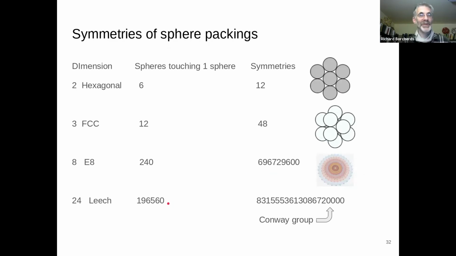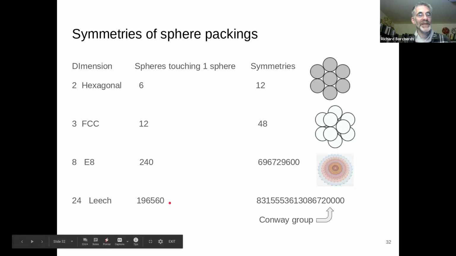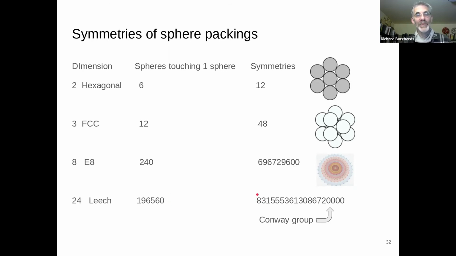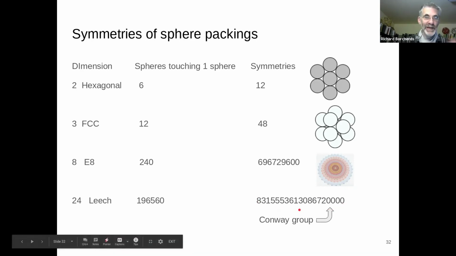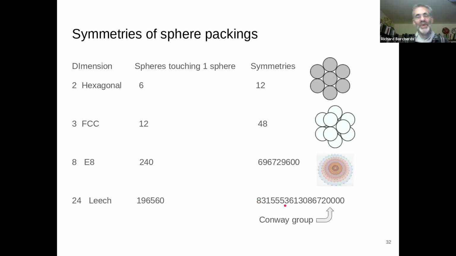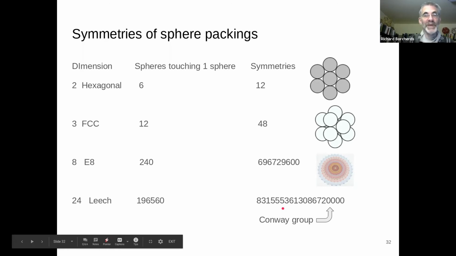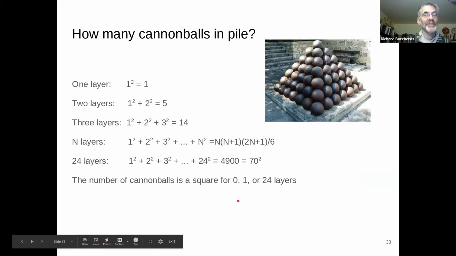In 24 dimensions, every sphere touches 196560 other spheres, and the symmetry group was worked out by John Conway, and he got this rather impressive number. And this was particularly exciting because this symmetry group was more or less a new sporadic simple group. You have to quotient it out by its center of order 2, but anyway. This made him world famous, and he went around the world giving lectures on this new group, and actually found 3 different groups because there were 3 new ways of getting sporadic groups out of the Leech lattice.